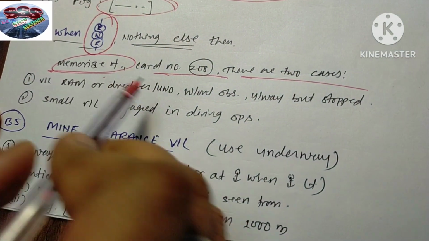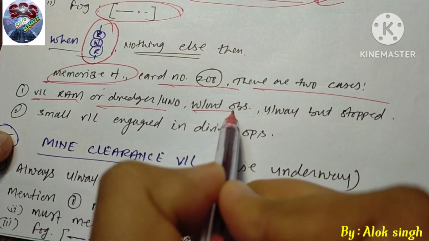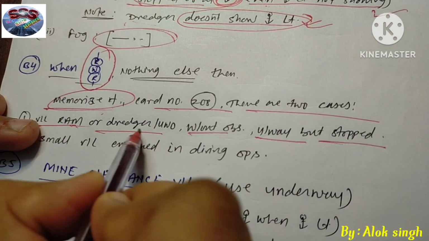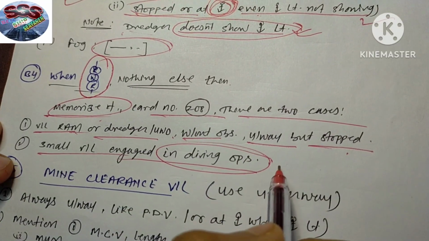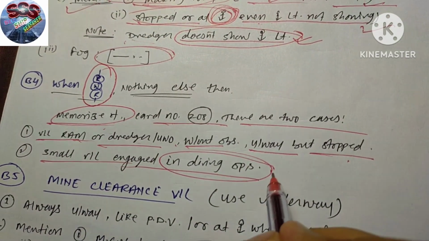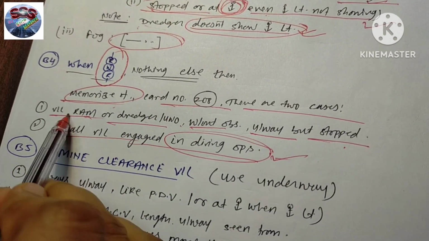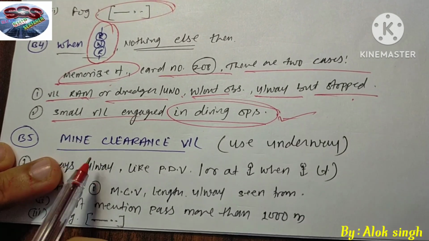There are only two cases. If you see this light, either that vessel is a RAM vessel or dredger with underwater obstruction, underway but stopped. Either this vessel has stopped, meaning a normal RAM stopped, or it is a small vessel in diving operations, and has to show the flag Alpha. So this was only for card number 208. Memorize that there are only two conditions, and remember this condition.